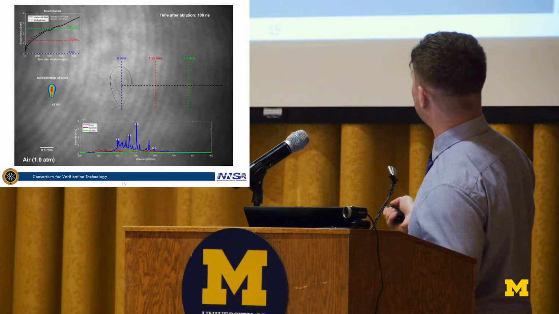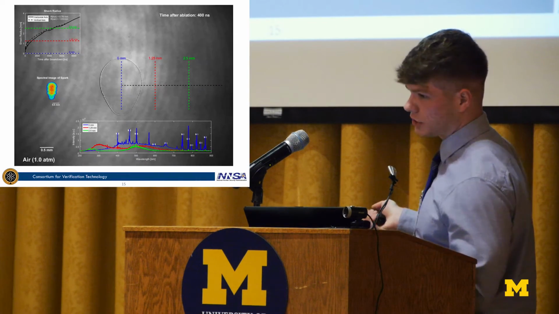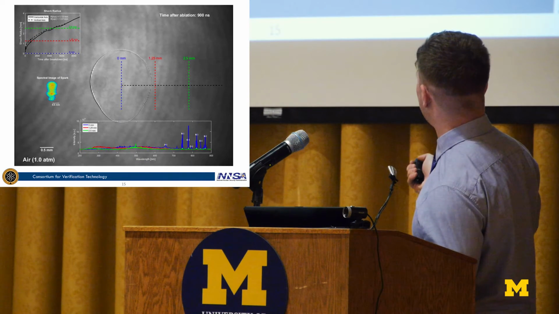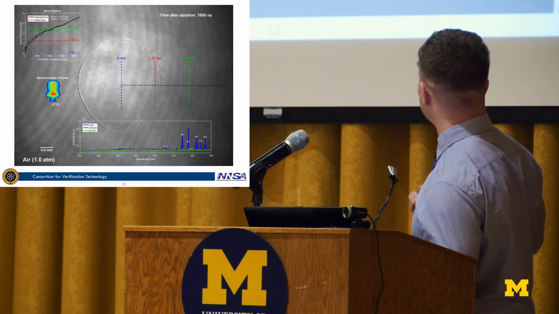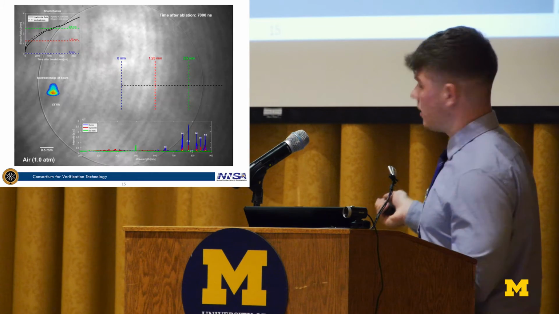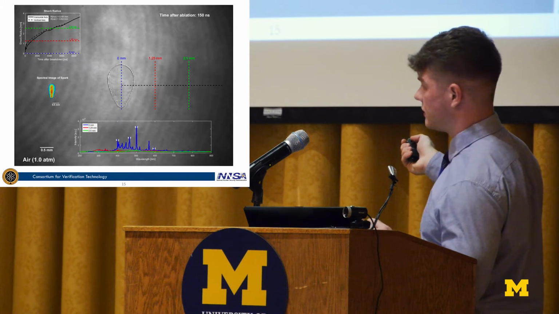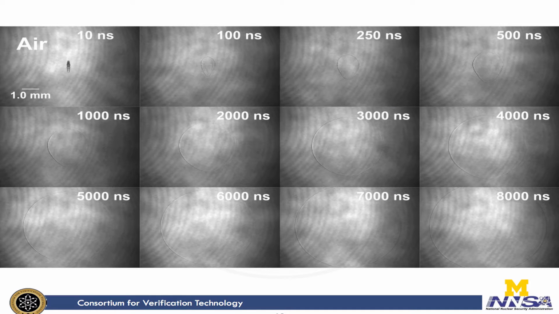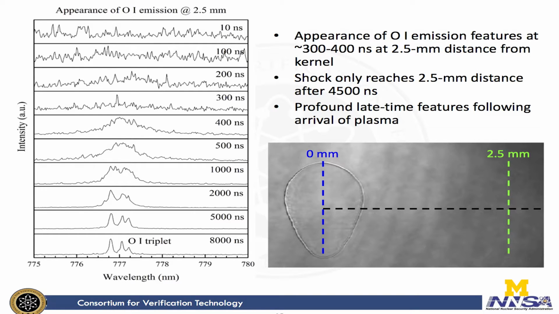At early times, you see this very intense UV radiation, which could cause that radiative heating of the surrounding gas. And we see the appearance of specific spectroscopic features even at the outer edges, even prior to the arrival of the shock. So here it is in still images, and here's what I'm talking about. We see the appearance, for example, of the oxygen triplet at around 400 nanoseconds, whereas the shock wave doesn't reach the 2.5 millimeter zone until about 4,500 nanoseconds after the arrival of the laser pulse.